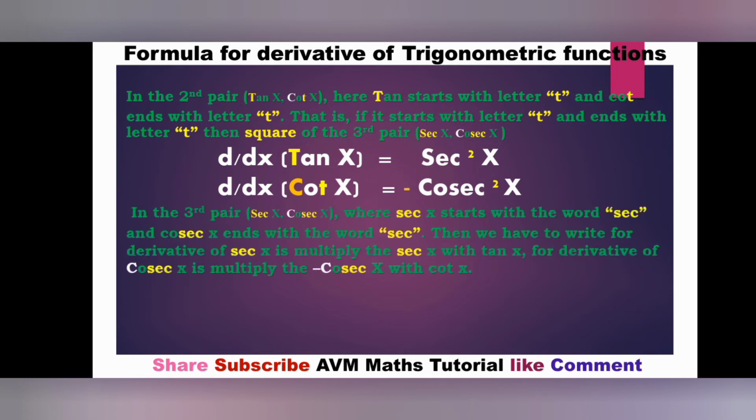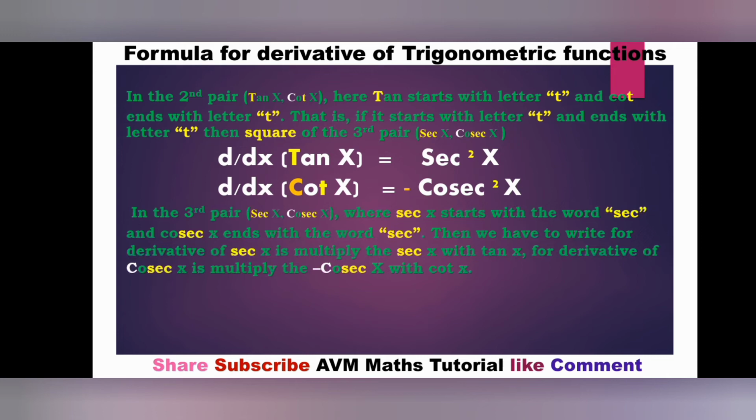Next, fourth trick. In the third pair, secant x, cosecant x, where secant x starts with the word secant and the cosecant x ends with the word secant. Then we have to write that the derivative of secant x is secant x multiplied with tan x. The derivative of cosecant x is cosecant x multiplied with minus cot x.